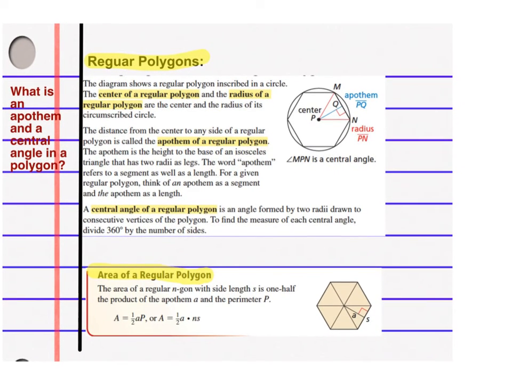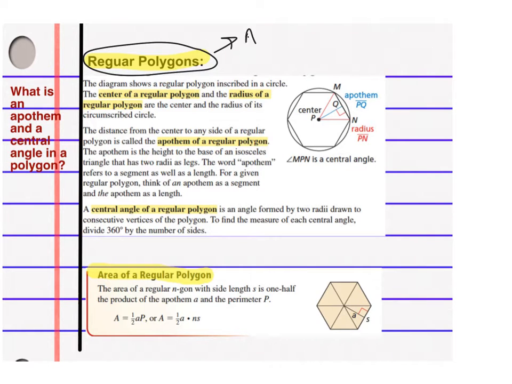Again, the nice thing about this is you can always pause, and there's a lot of information on here. You don't necessarily need to write everything. So what should you be writing? Let's look at it. The diagram shows a regular polygon, so you definitely want to know something about what a regular polygon is. So regular, what does that mean?